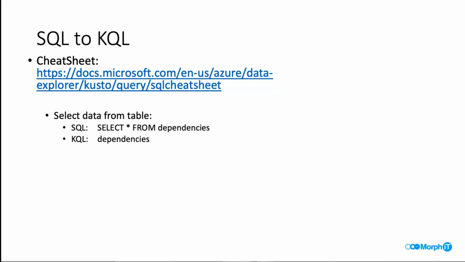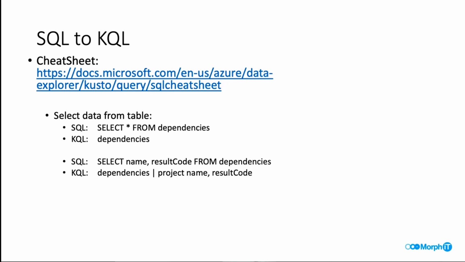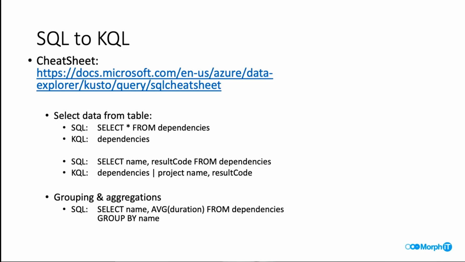If we are selecting star from the dependency table in KQL, it's just dependencies. So if I write dependencies in the editor, I'll get everything. If I want to narrow my query down, in T-SQL we select name, result code, and so on. Whereas in KQL, we take dependencies and pipe it to name and result code. And so we project those columns that we are interested in.